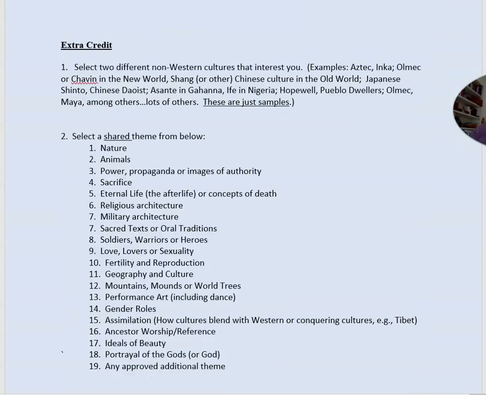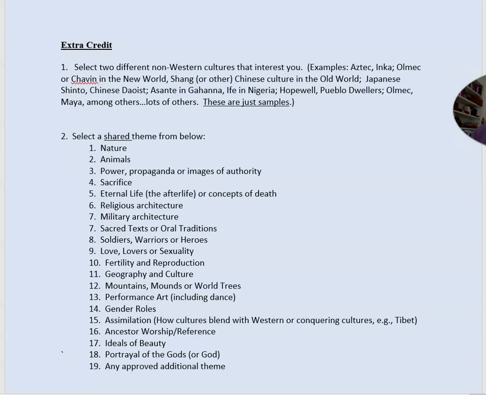And let me just go now to the next page. This is page 3. For those of you who are interested in extra credit, there is an opportunity that I have included in the syllabus, and it is the chance to select 2 non-Western cultures that interest you. Just for example, at the beginning here, Aztec and Inca. Could be any that interest you. These are just suggestions, samples, to give you an idea of how this would work.